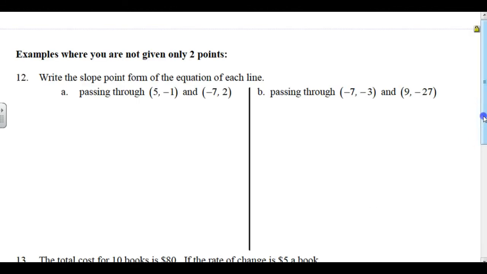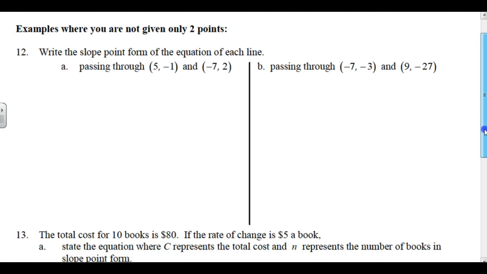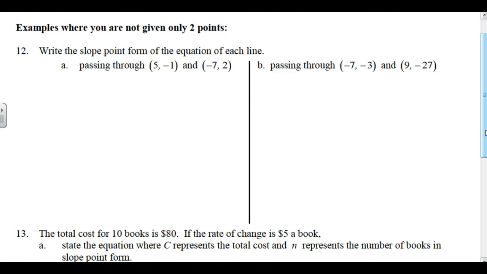What about this? Examples where you are not given only 2 points. Write the slope point form of the equation of each line. Where you are not given only 2, what the heck does that mean? Where you are given only 2 points. How about that? That would make a lot more sense. So what if I have 2 points? I need the slope. Okay, well, guess what? You have a formula for slope.